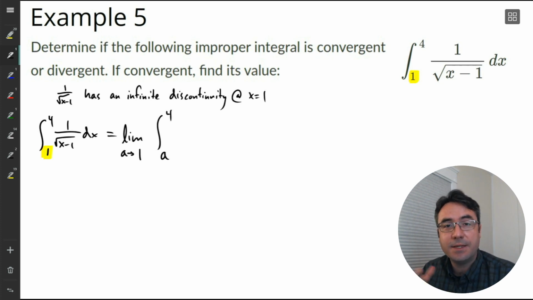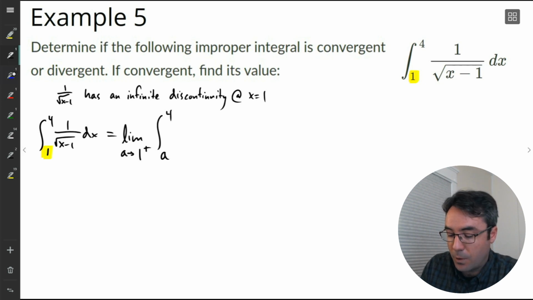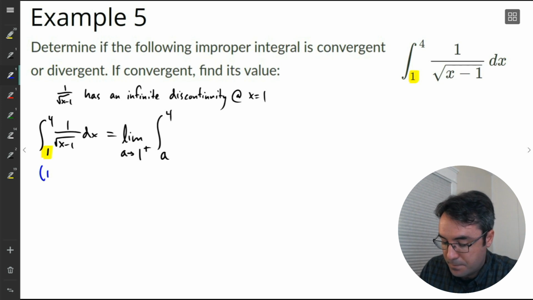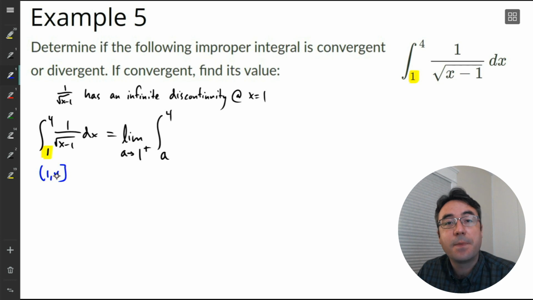Now, there's two ways we can approach a number. We can either approach from the right or we can approach from the left. And we're going to approach 1 from the right with slightly bigger numbers. Why are we using slightly bigger numbers? Well, because we're looking at the interval from 1 to 4. And so all of the numbers in this interval are slightly bigger than 1. So we're approaching 1 from the right.